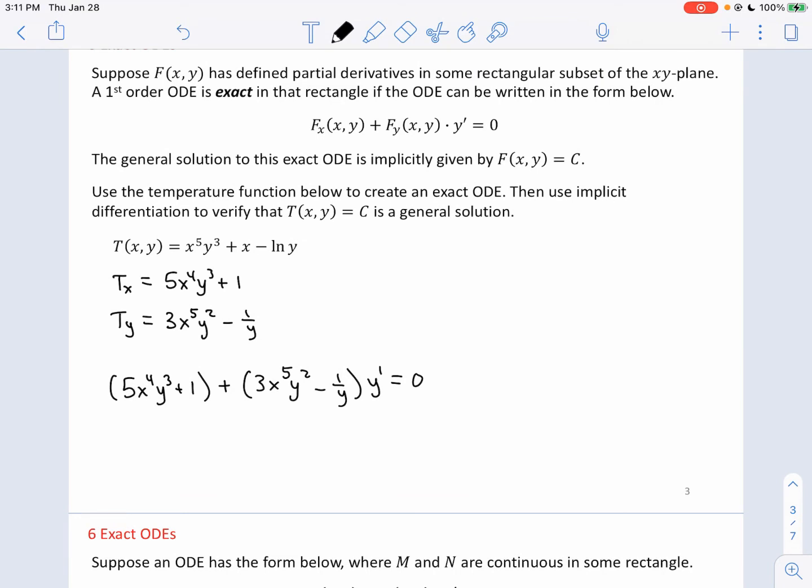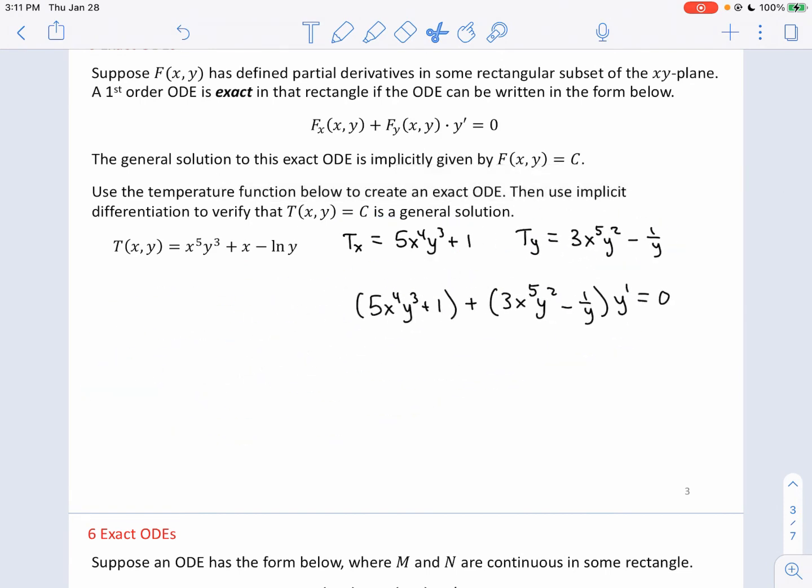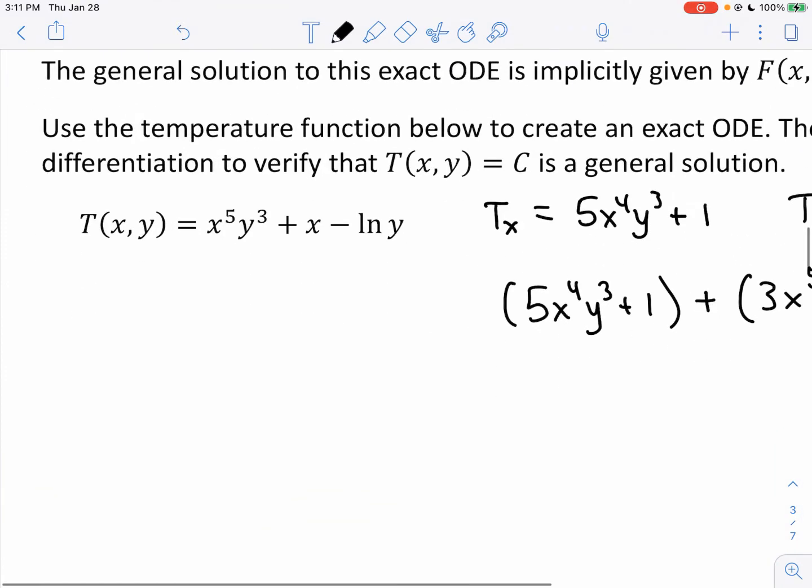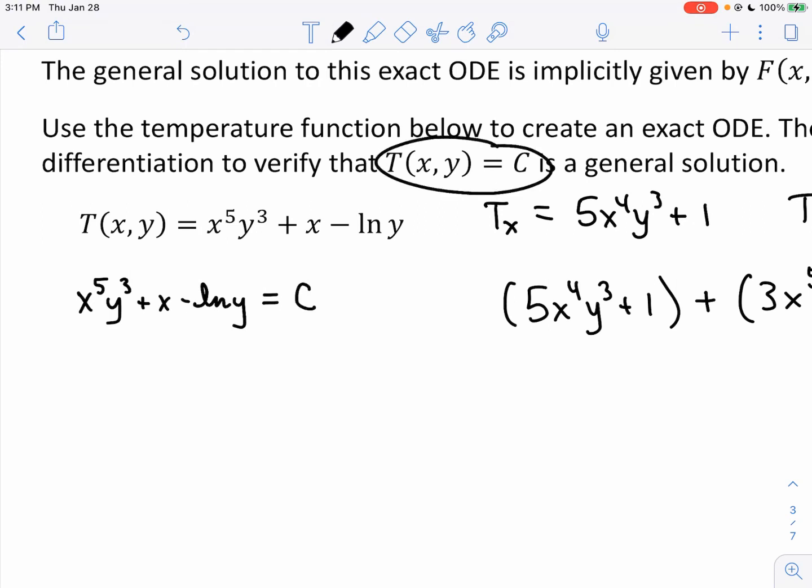Now what we want to do is verify that we have a general solution. So I might move some of these pieces around. I'll move this right there, I'll move this right there, and then I'll put the differential equation we just created right below it. Okay, so this gives me room now to rewrite the original t function, which is x to the 5th y cubed plus x minus natural log of y, and set this equal to c. So here I'm creating a general solution.